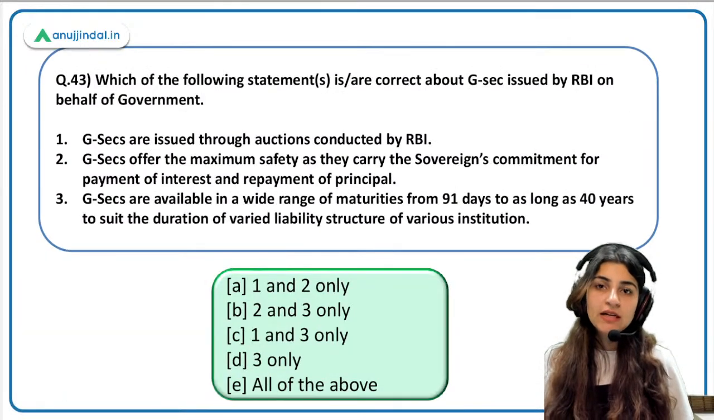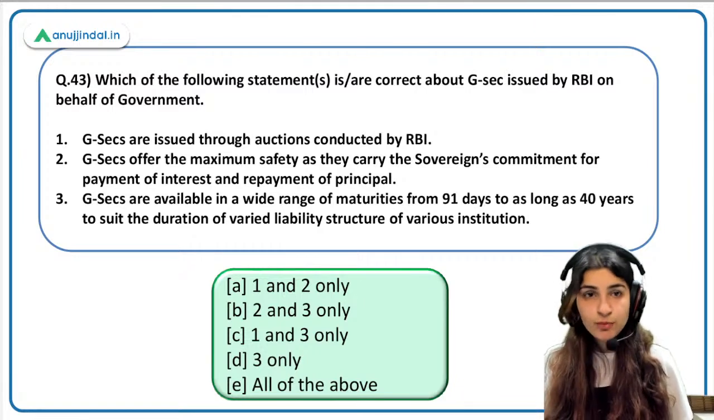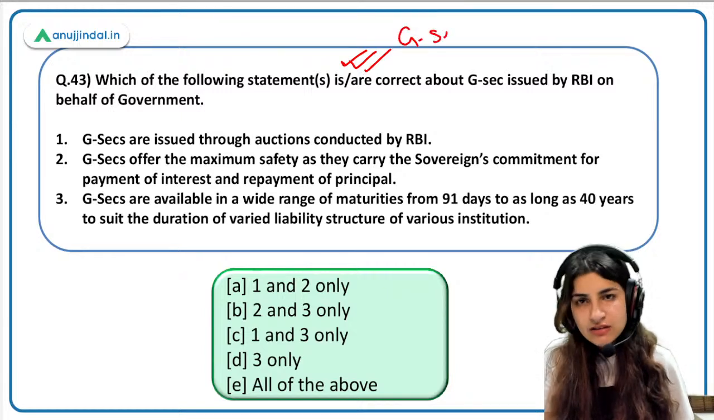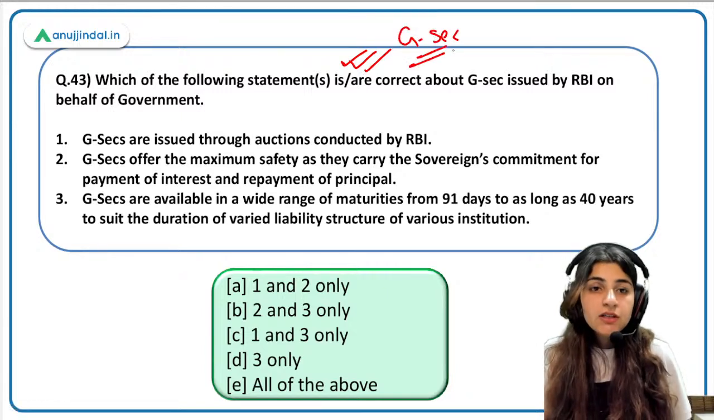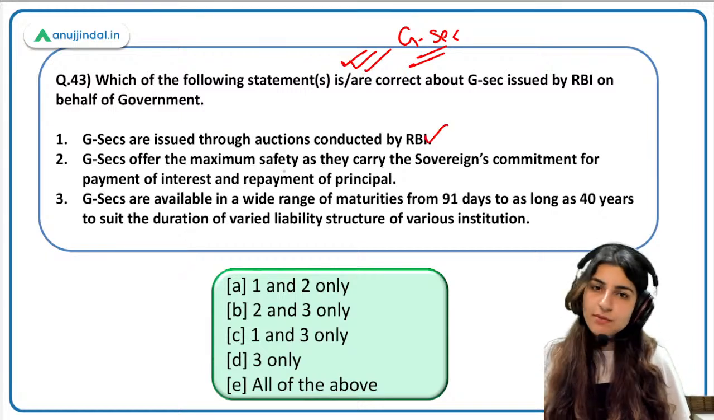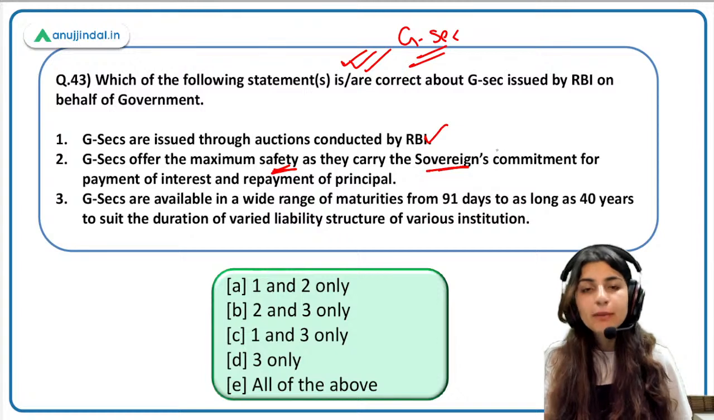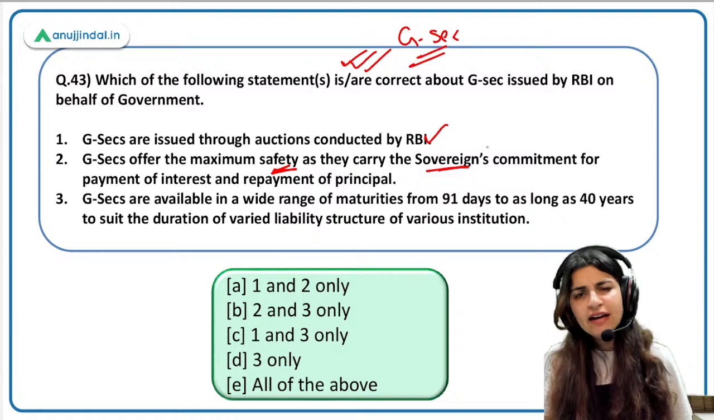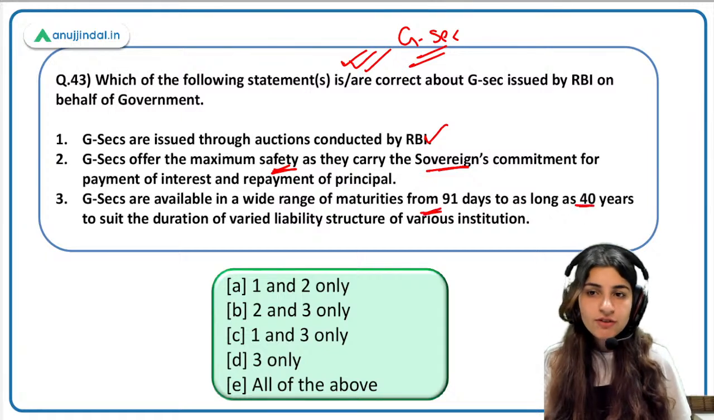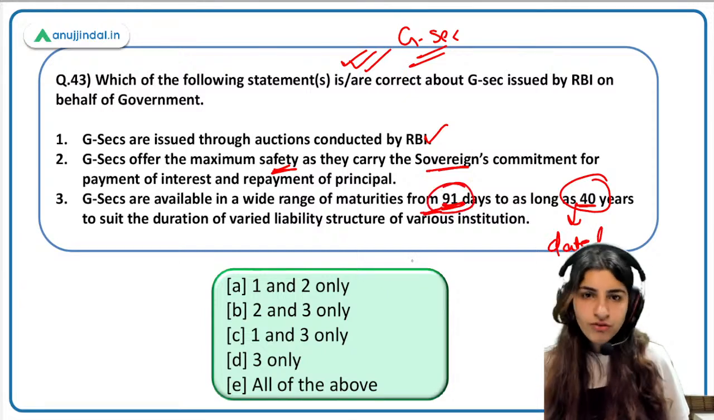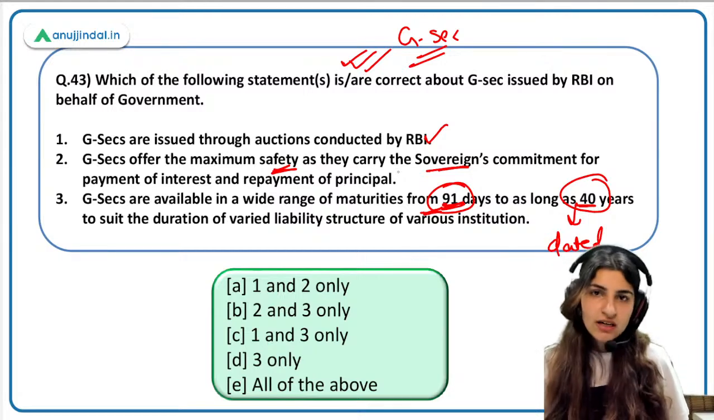Which of the following statements are correct about GSEC issued by RBI on behalf of government? Very, very, very important question. The GSEC concept always remains important. GSEC are issued through auctions by RBI. Yes, definitely true. GSECs offer maximum safety, absolutely right, because it is the sovereign's commitment. They are backed by the sovereign government. GSECs are available in a wide range of maturities from 91 days to as long as 40 years. Yes, dated securities and short-term securities, T-bills, to suit the duration of varied liability. This is correct. All three statements here are correct.